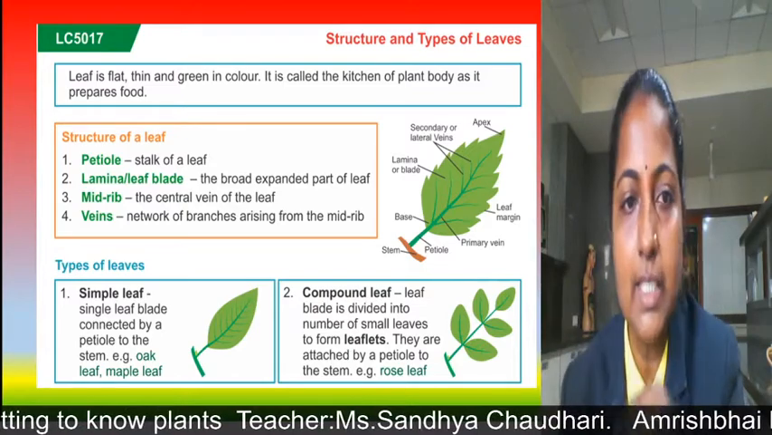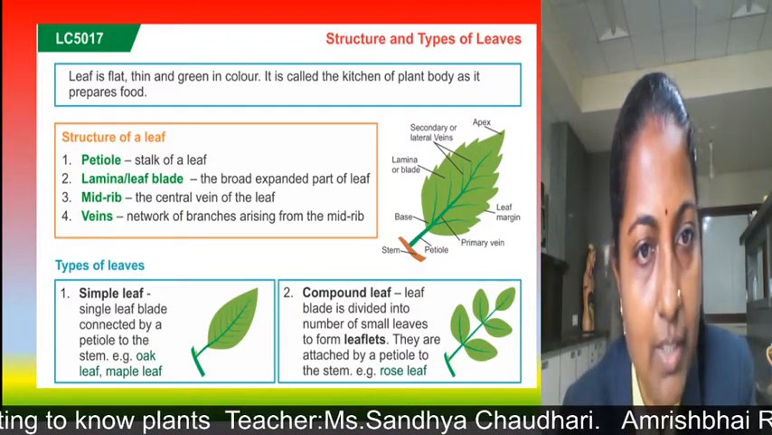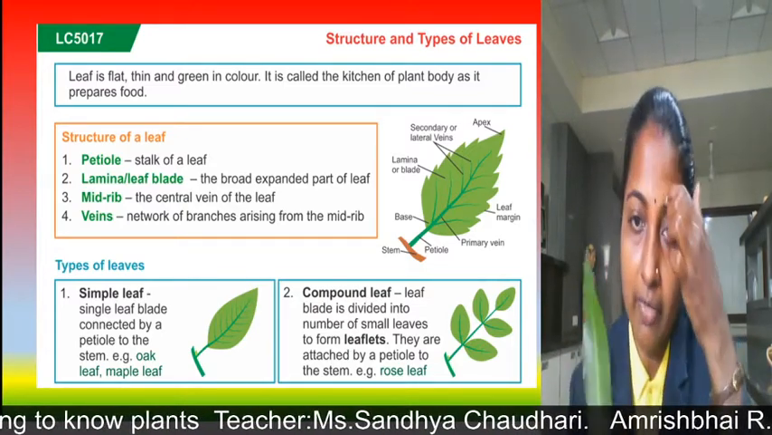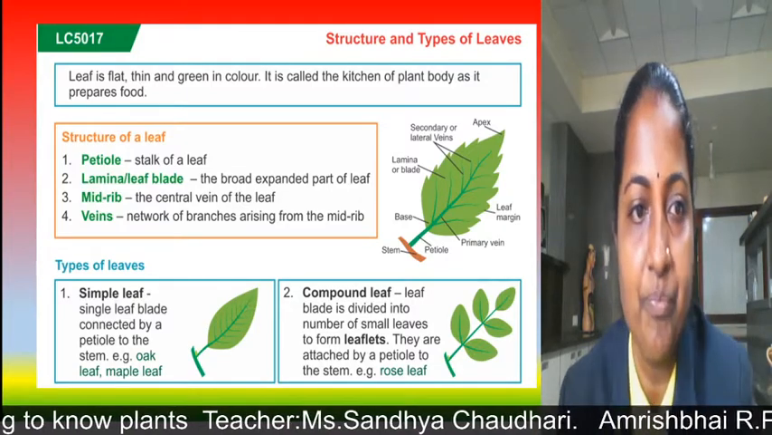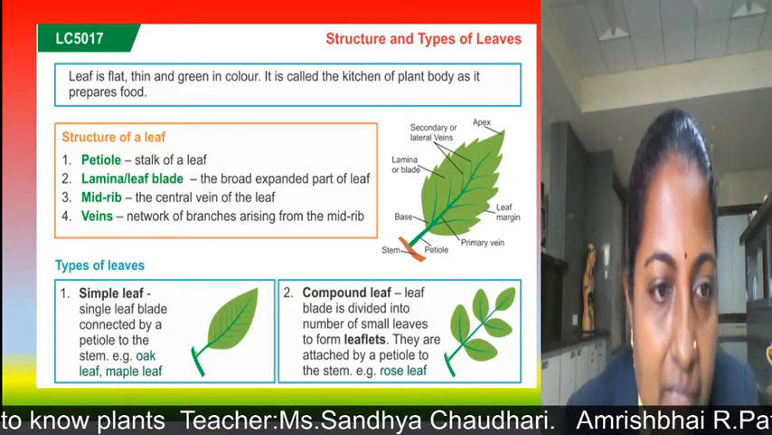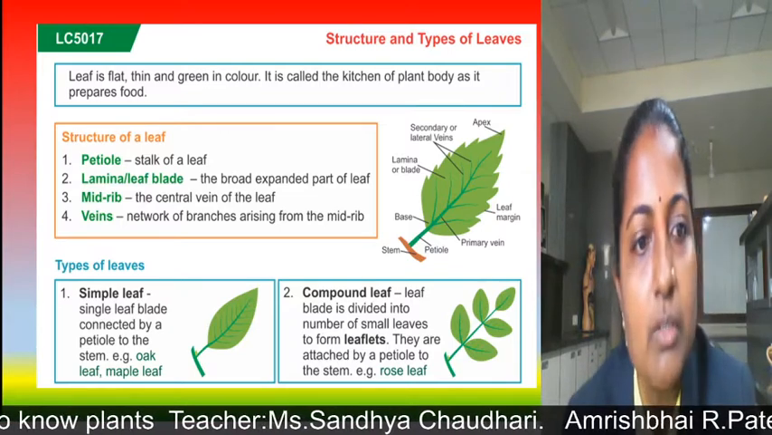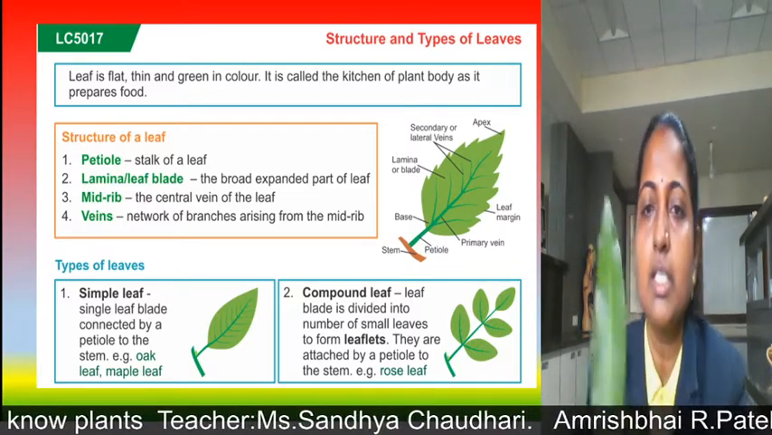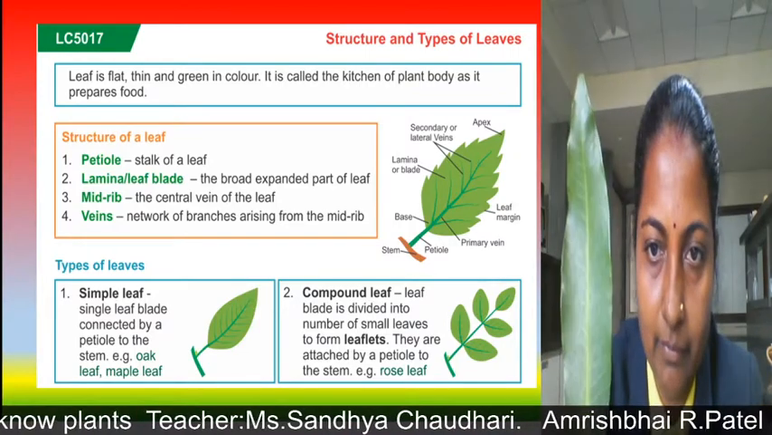These are the veins. A network of branches arising from the midrib is called veins. Now, types of leaf: simple leaf and compound leaf. A simple leaf has a single leaf blade connected by a petiole to the stem. This is a simple leaf.